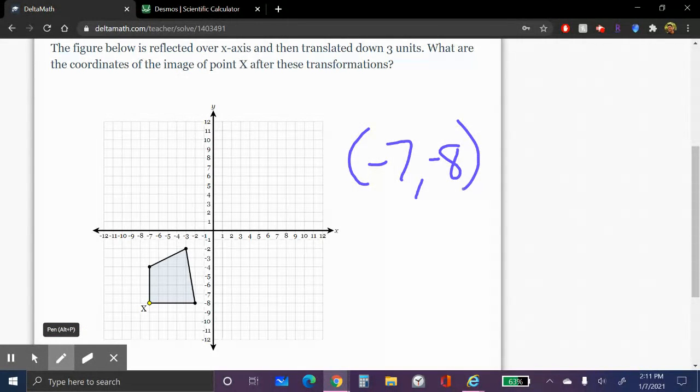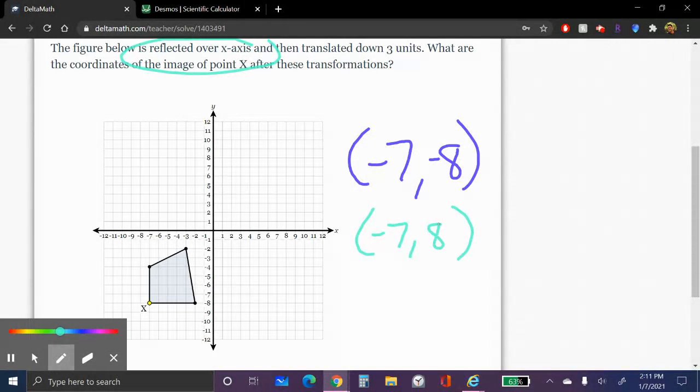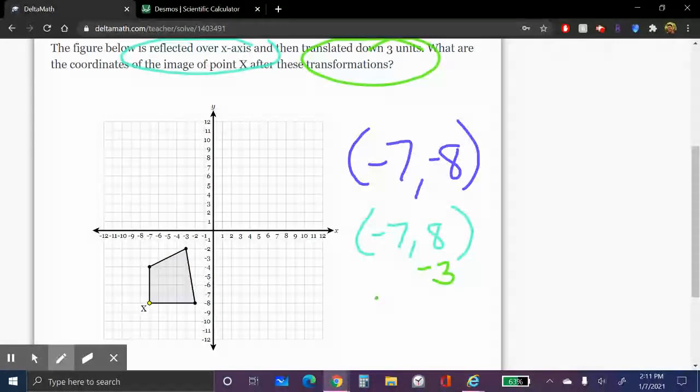So when I reflect it over the x-axis, that means I have to change the sign. So I just change the y values. So it becomes (-7, +8). And then it's translated down 3 units. So that means I just go down with the y values and you get (-7, +5).